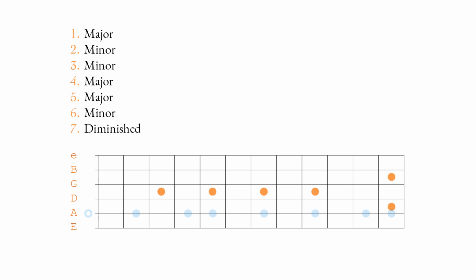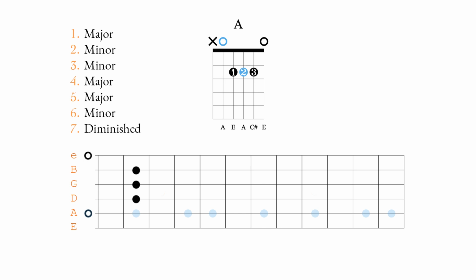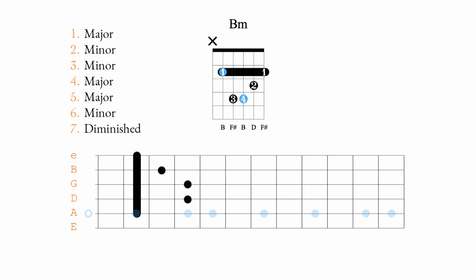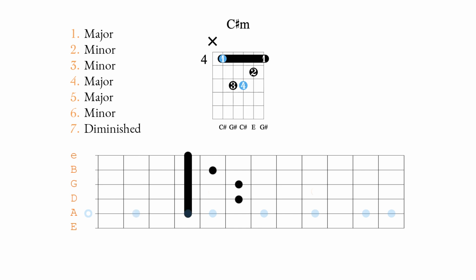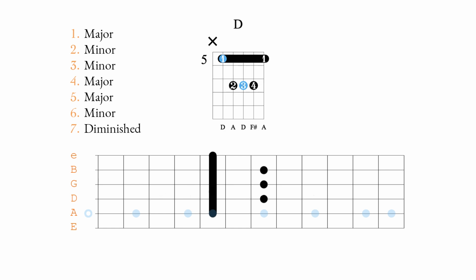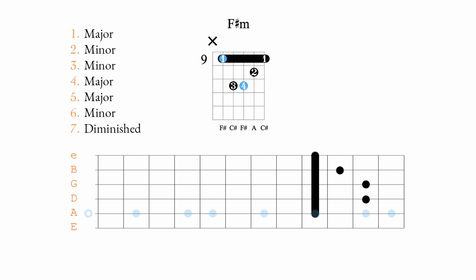So 1 is major, which is an A note, so that would be A major. 2 is minor, which is a B note, so that would be B minor. 3 is minor, which is a C sharp, so that would be C sharp minor. 4 is major, which is a D note, so that would be D major. 5 is major, which is an E note, so that would be E major. 6 is minor, which is an F sharp, so that would be F sharp minor. And 7 is diminished, which is a G sharp, so that would be G sharp diminished.